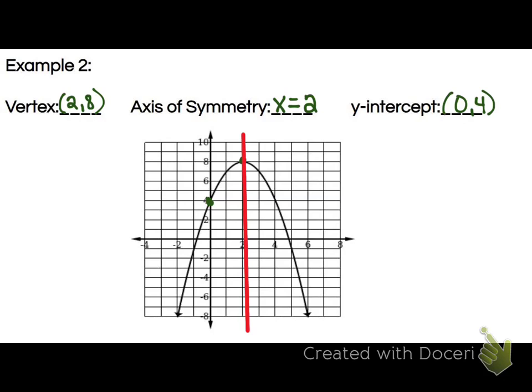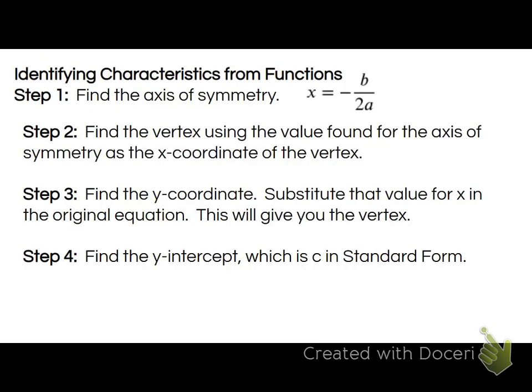Now, let's make it a little more complicated. So now, we're going to look at identifying characteristics from functions. Okay? Now, what I want you guys to first do, step 4, put a line through your step 4. Do me a favor. Step 4, cross it out. And substitute. Look at me using math words. And go ahead and put in step 4, you're going to find the y-intercept, which is C in standard form.